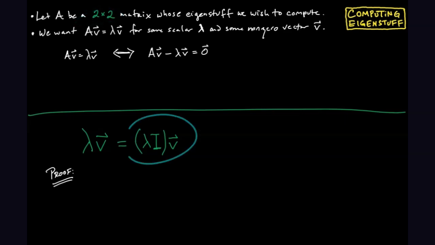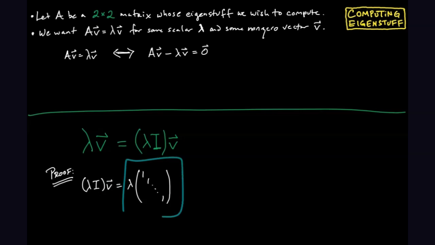Let's look at this expression on the right, the matrix lambda I times the vector v. Well, the matrix lambda I will expand out as lambda times the identity matrix, which I've explicitly written out here. And the vector v, let's go ahead and write that as v1, v2, all the way down to vn. Now, we have a scalar times a matrix. We know how that works.